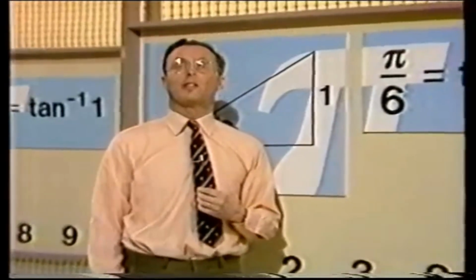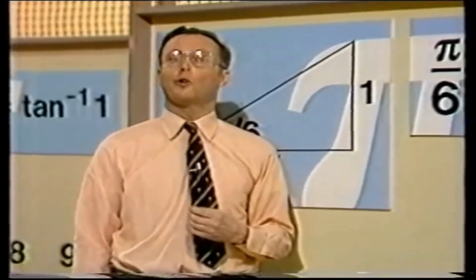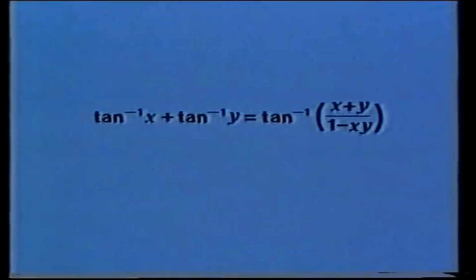But a much better method is to use the addition formula for tan to the minus 1, which appeared earlier in the course. The formula is tan to the minus 1 of x plus tan to the minus 1 of y is tan to the minus 1 of this expression, x plus y over 1 minus xy. If we put x equals a half and y equals a third, then the expression in brackets is a half plus a third over 1 minus a sixth, which is 1.